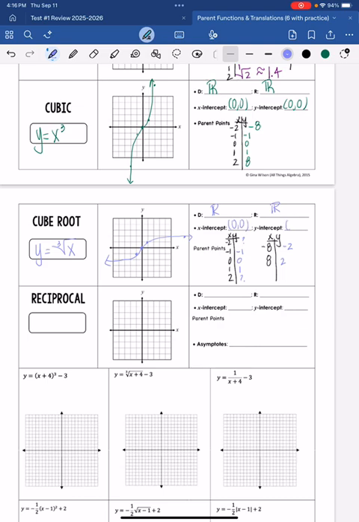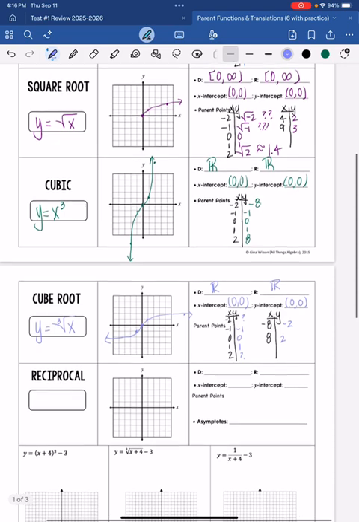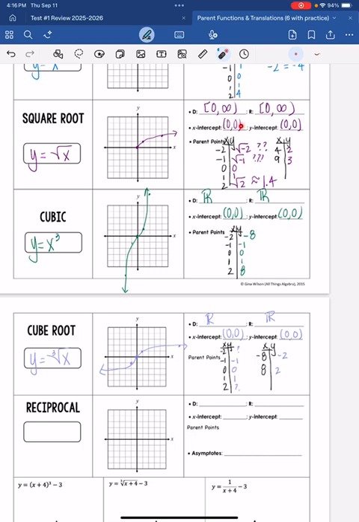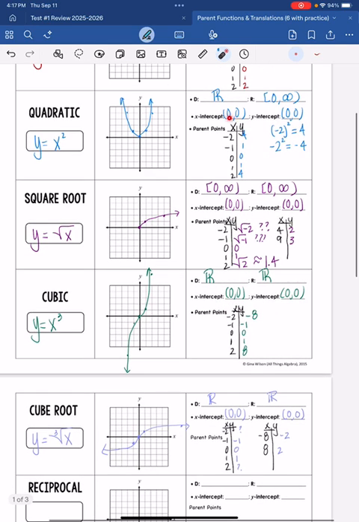Did you notice that every single one of these graphs goes through the origin? Every single one of them. 0, 0. All of them. Origin, origin.